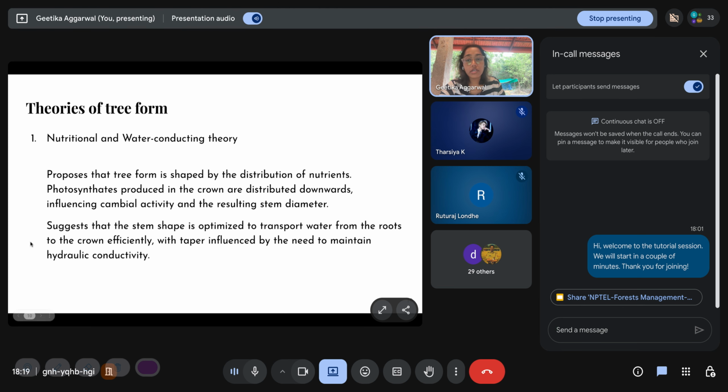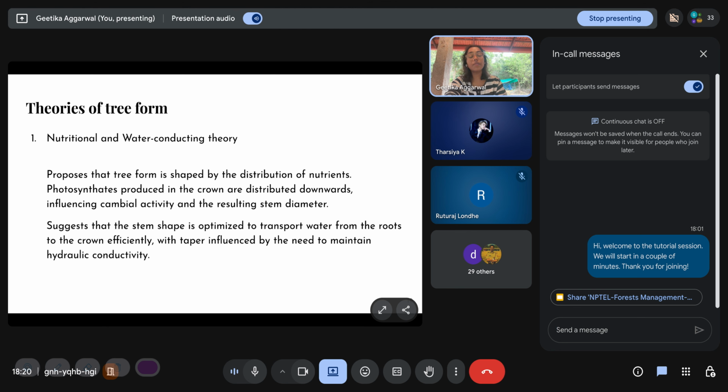And when it comes to water conducting, that theory suggests that the stem should be shaped in such a way that water can be transported efficiently from the roots to the crown. So if you want to increase the efficiency with which you transport water, basically taper will help you with the rising of water above the tubes, above the xylem across the tree. So that is how the nutrition and the water conducting theory basically explain tree form.